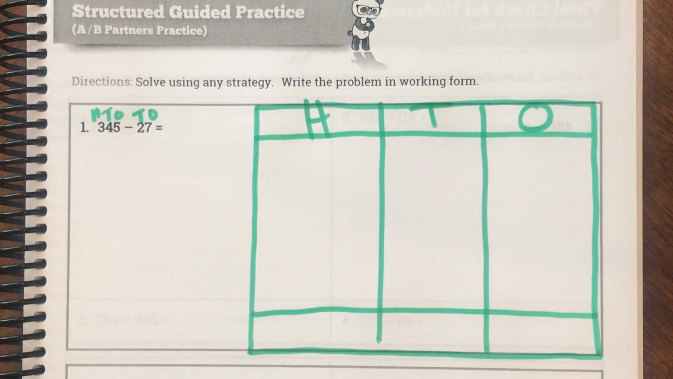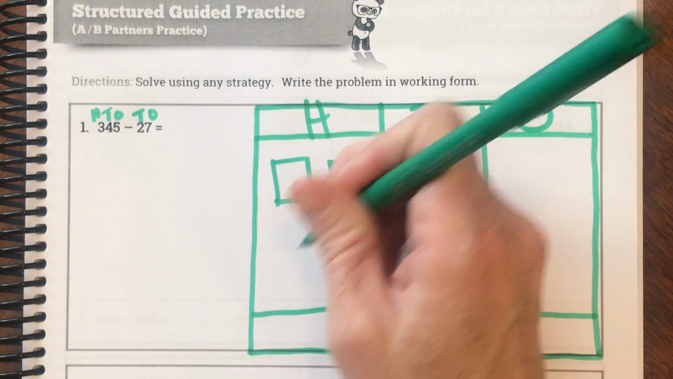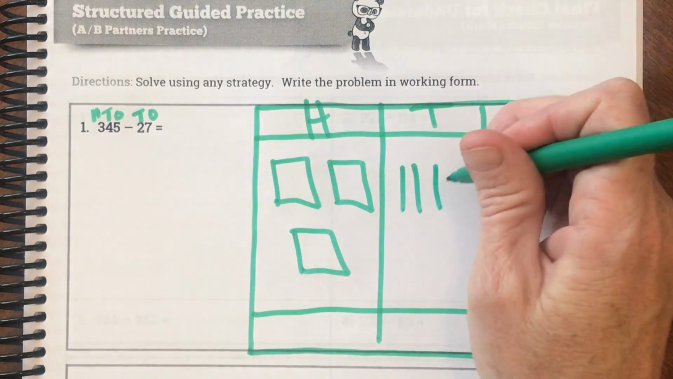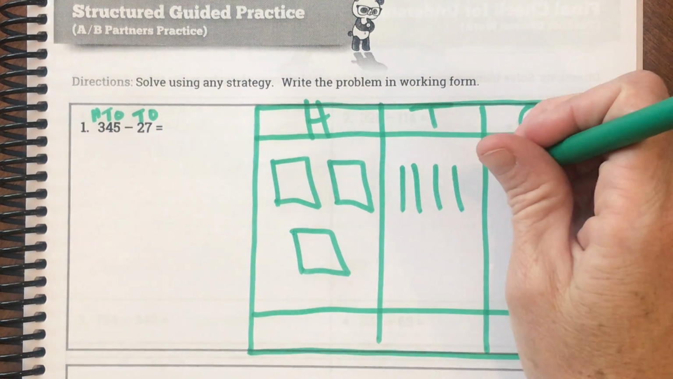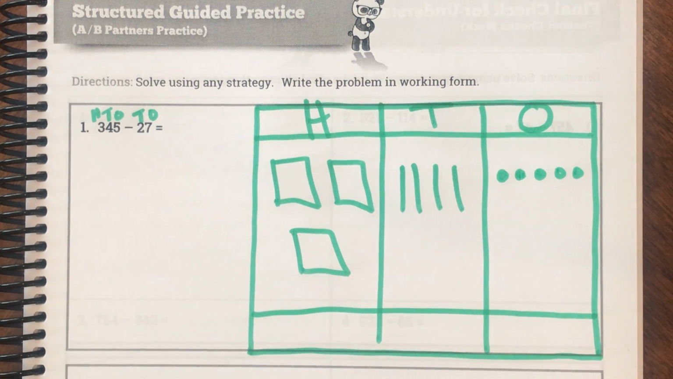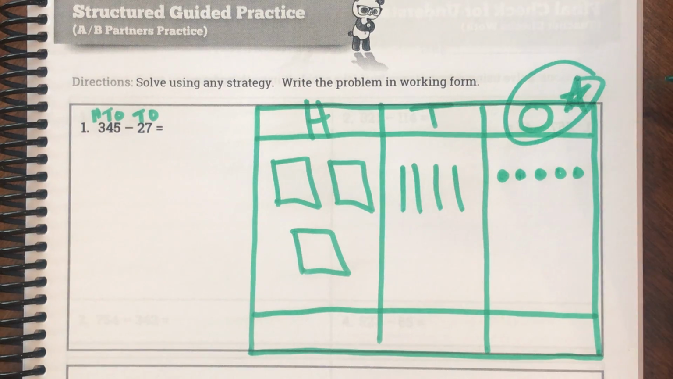Okay, so for this one, we are going to use the draw picture strategy. So we have 3 hundreds, 1, 2, 3. We have 4 tens, 1, 2, 3, 4, and we have 5 ones, 1, 2, 3, 4, 5. So we drew our minuend, and now we're going to start subtracting our subtrahend, starting in our ones column.